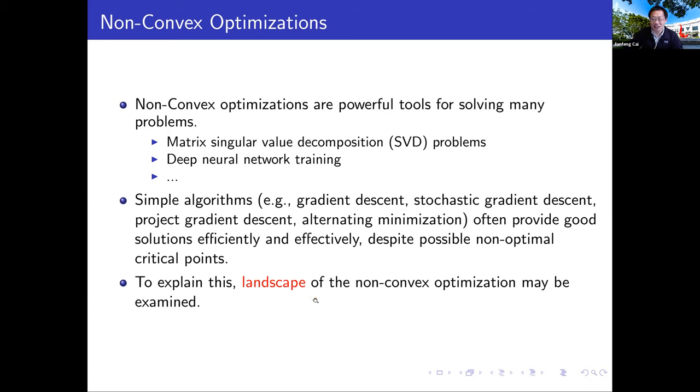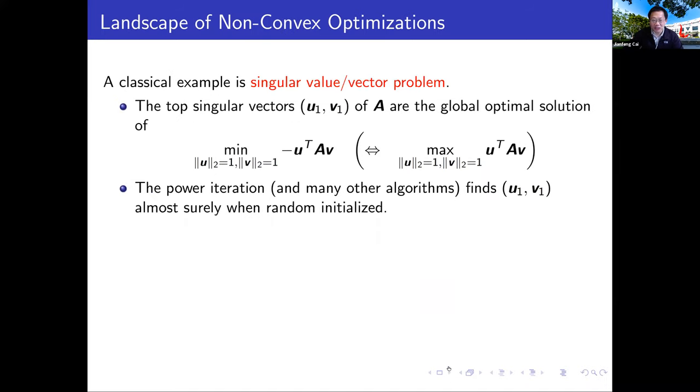To explain this, the landscape of non-convex optimization may be examined. In the following, I give you a very simple example, which is about the singular value decomposition, the top singular vector. Assume we have a matrix A, and we want to compute its largest singular value and the corresponding singular vectors. It is well known that we can reformulate this problem into a constrained optimization. And then people just use power iteration to find U1 and V1. It turns out that the power iteration always finds U1 and V1 almost surely if they are randomly initialized.